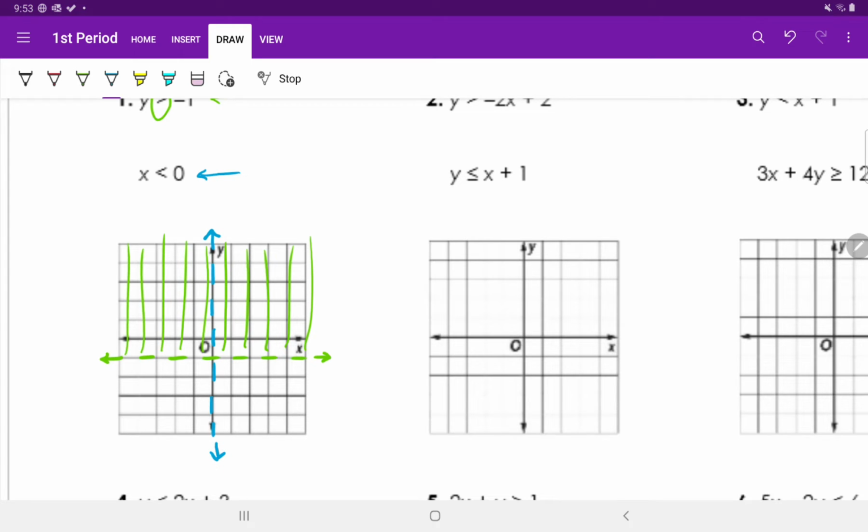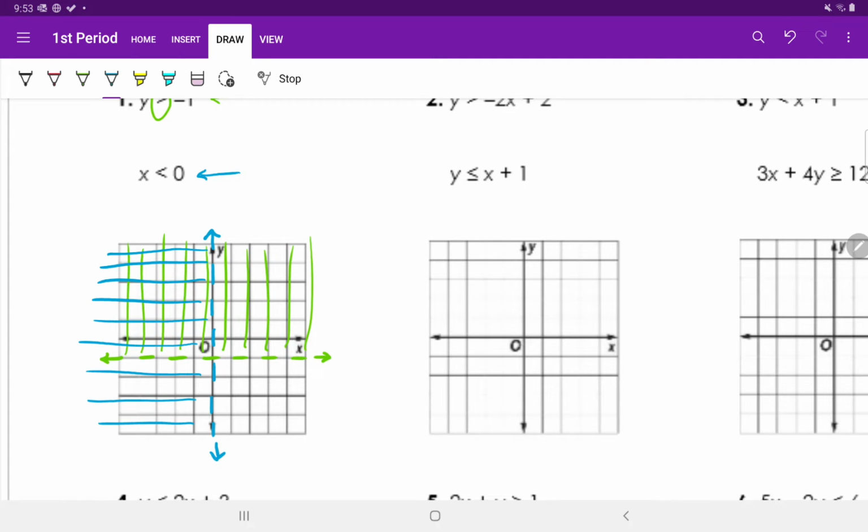And since it's less than, we're also going to be shading to the left. Normally we shade above or below, but with a vertical line you have to shade to the left or the right. Well, left is below. The negative numbers count to the left, the positive numbers count to the right. So to the right would be above, to the left is below. So this line gets shaded to the left.